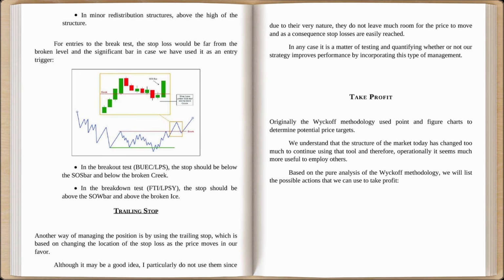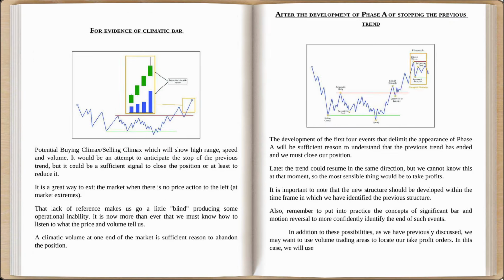Based on the pure analysis of the Wyckoff methodology, we will list the possible actions that we can use to take profit. For evidence of climatic bar. Potential buying climax/selling climax, which will show high range, speed, and volume. It would be an attempt to anticipate the stop of the previous trend, but it could be a sufficient signal to close the position, or at least to reduce it.